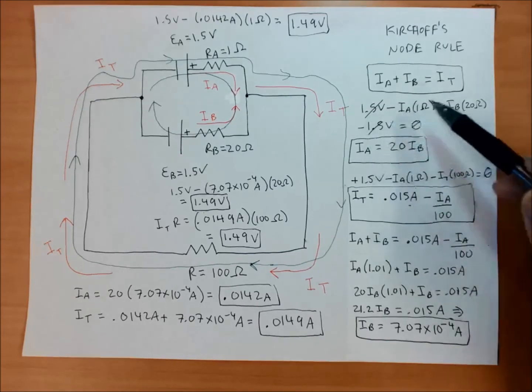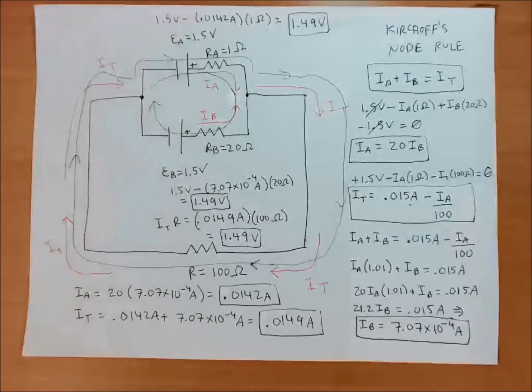So as long as I'm careful about all my signs for everything, it doesn't really matter which way I make my directions for my assumed currents or which way I make the loop run when I'm doing the loop rule.